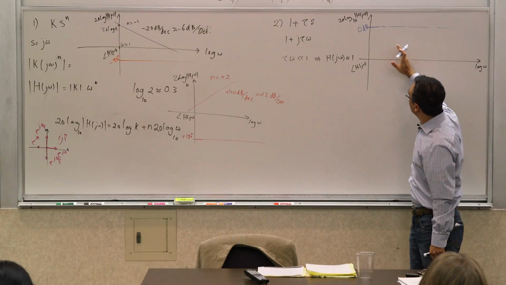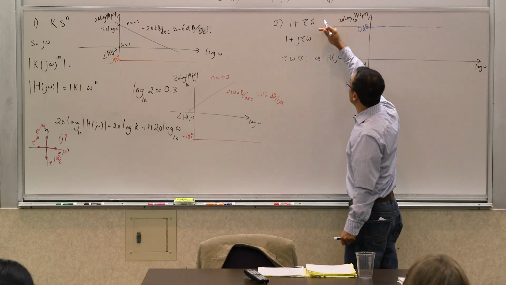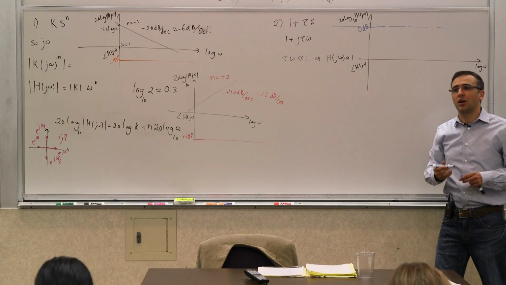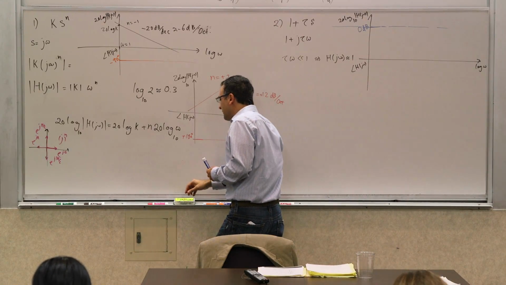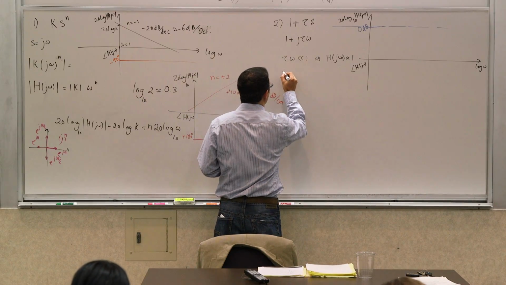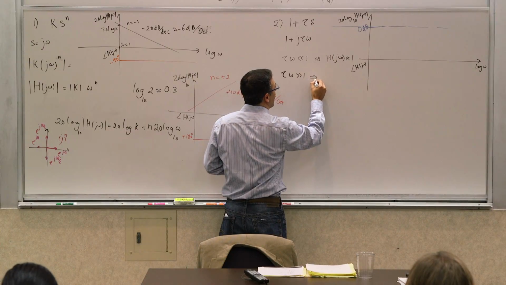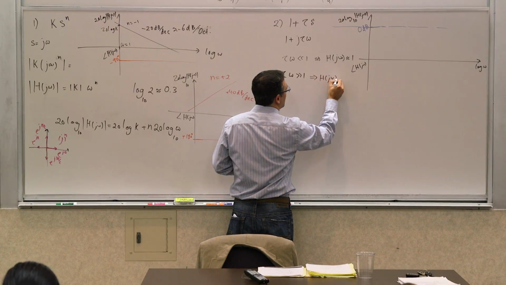It means that at very low frequencies, my Bode plot should approach this line at small omegas. How about very large omegas? So think about the other end of the spectrum. If tau omega is much greater than 1, then my H of j omega is roughly what?